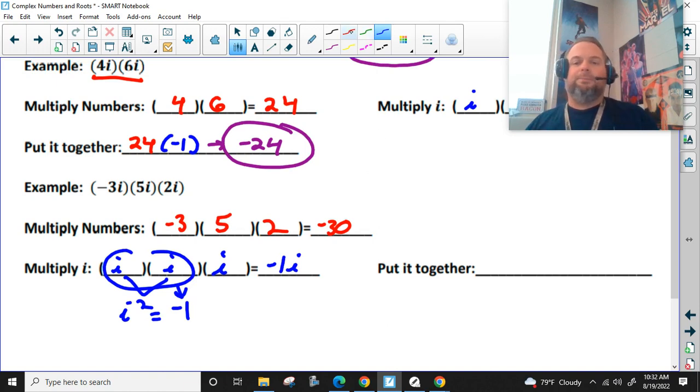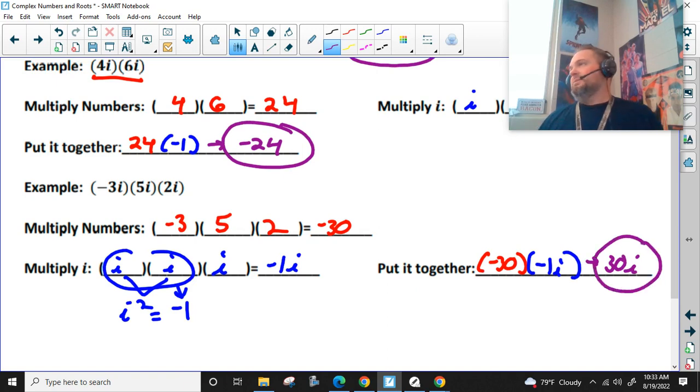Okay. All right, so now we put it together. Negative 30 times negative 1i. Well, negative times a negative is a positive 30, and we just tag along the i. That's it.